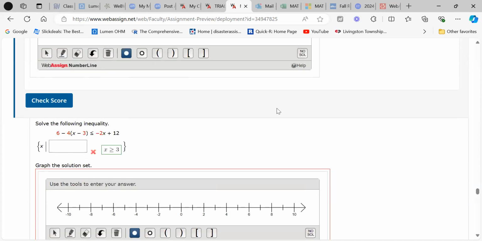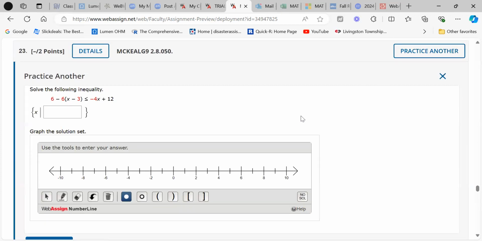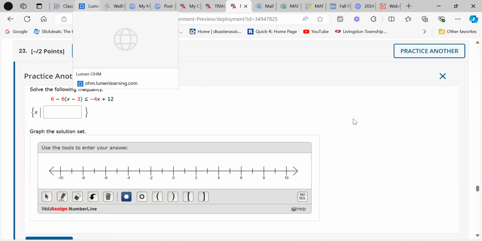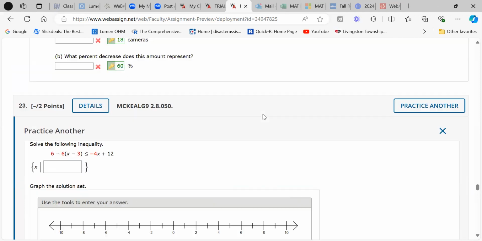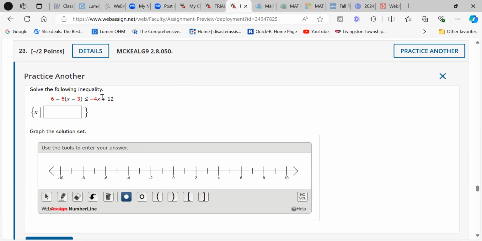Like after today, when we finish reviewing, if you want to, I'm going to point out another review sheet. You can work on it, and you'll be more confident doing this. Okay. So now let's look at question 23. It's about inequalities. So let's look at it. This one, I'm going to show you how to solve it first, and I'll let you practice another one.